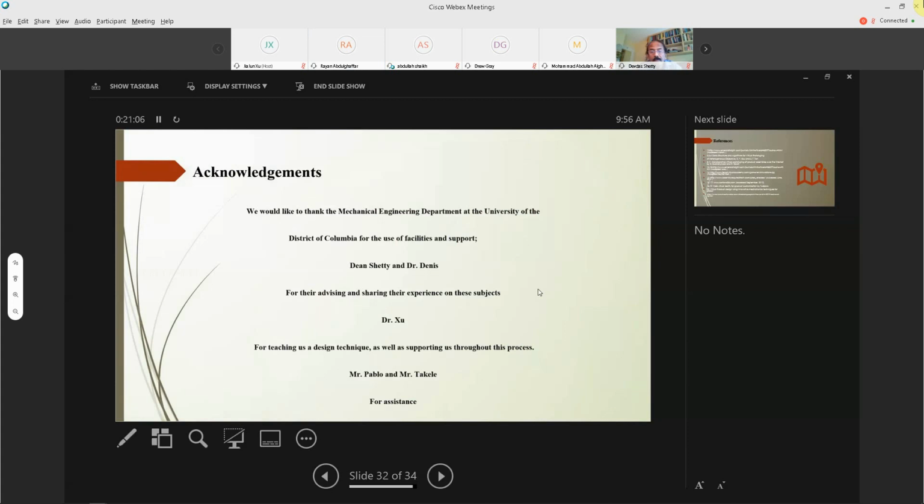Acknowledgement. We would like to thank the Mechanical Engineering Department at the University of the District of Columbia for the use of facilities and support. We would like to thank Dean Shetty and Dr. Denis for their advising and sharing their experience on these subjects. And we would like also to thank Dr. Shaw for teaching us a design technique as well as supporting us throughout this process.